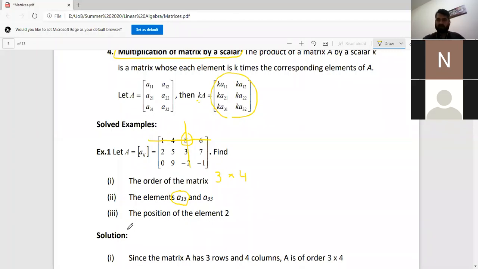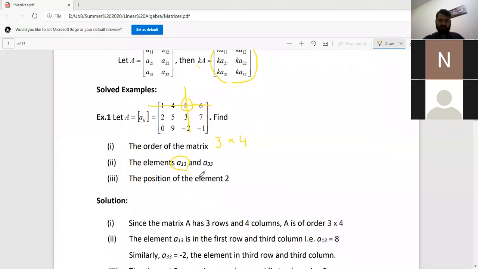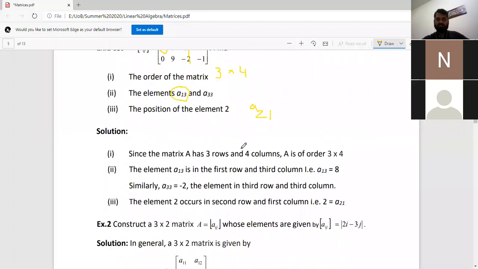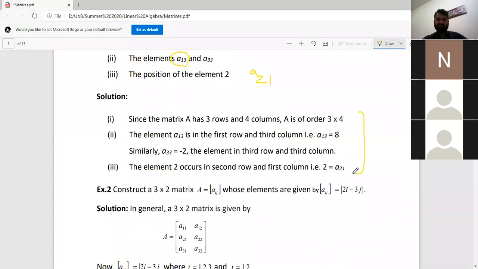All right, so let's go back. The position of the element 2. Where is the element 2? Element 2 is this one. So can you write the position of this element? Position means in which row and column it is in. It is in second row and first column. So the position is A21. So all these solutions are given here, which I just did.